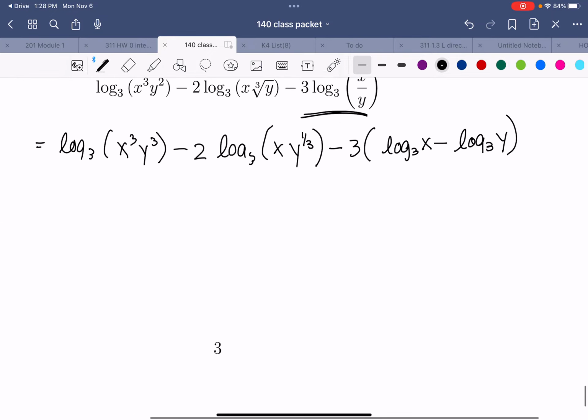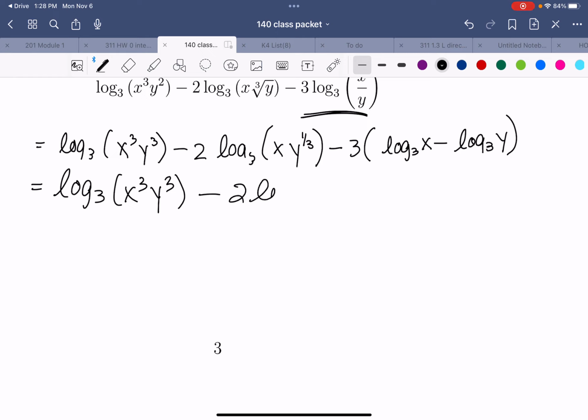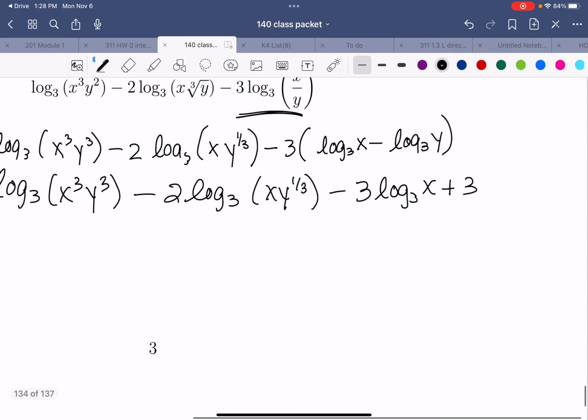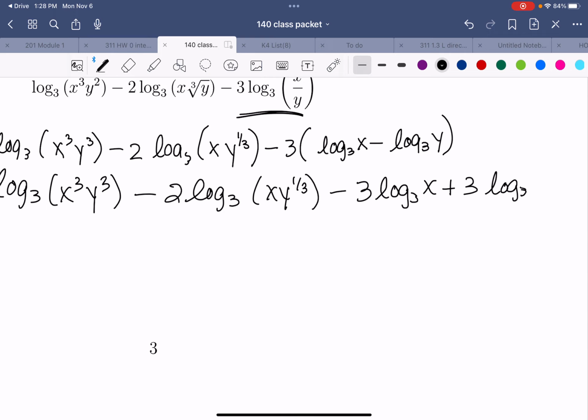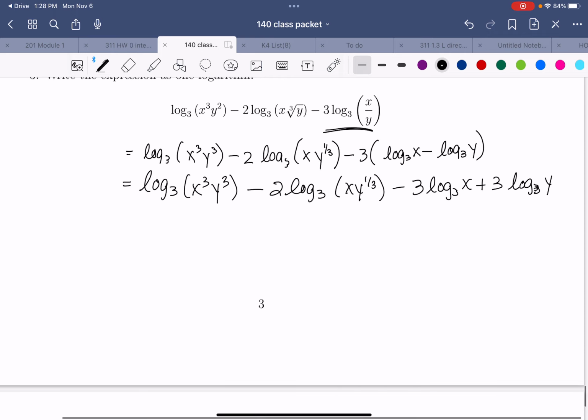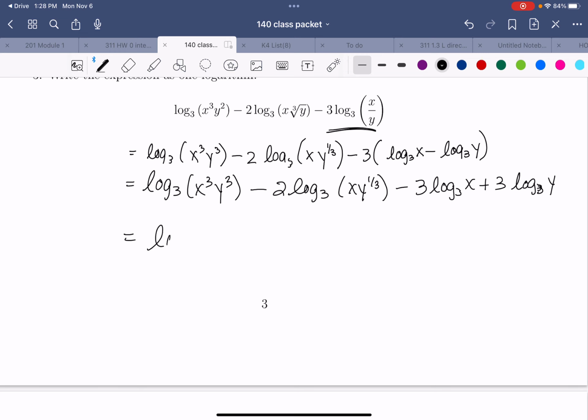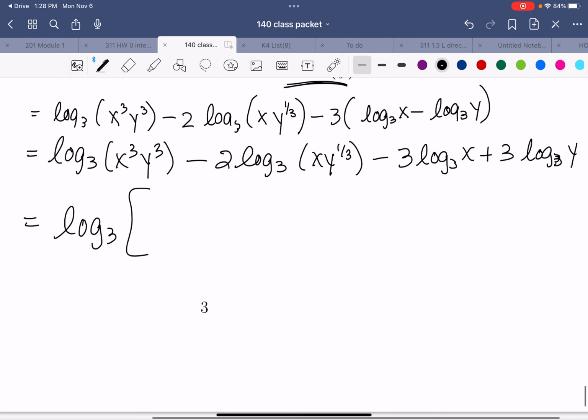Okay, let's distribute that before we put it back together. So minus 3 log base 3 of x plus 3 log base 3 of y. Okay, now they all have the same bases, so I can put it all back together. So log base 3 of, now anything that's positive goes in the numerator, anything that's negative goes in the denominator. So x cubed, y cubed goes in the numerator.